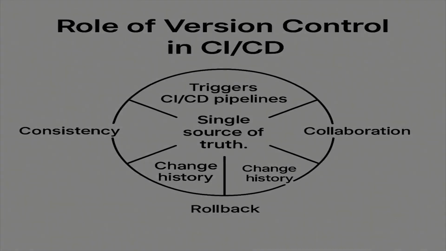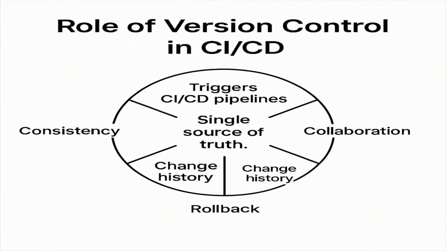Firstly, in CI/CD, version control acts as the single source of truth by maintaining the definitive, up-to-date code base for building, testing, and deploying applications. Secondly, version control system triggers CI/CD pipelines on changes, for example on code push or on pull request. Third point is, the version control system enables collaboration through branching and merging.